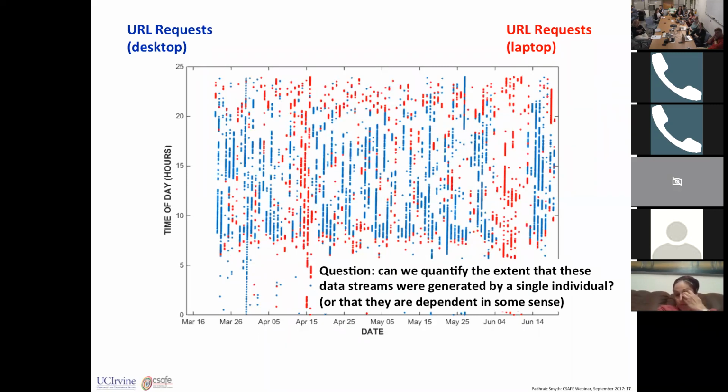Can we quantify the extent that in an example like this, these two data streams, the red and the blue, were generated by a single individual, that they're consistent with coming from a single individual? Maybe more precisely, can we quantify that they're dependent in some sense? There is some notion of dependence between the red and the blue. We can see that appears to be the case. We know it's the case in this situation, but can we quantify it?